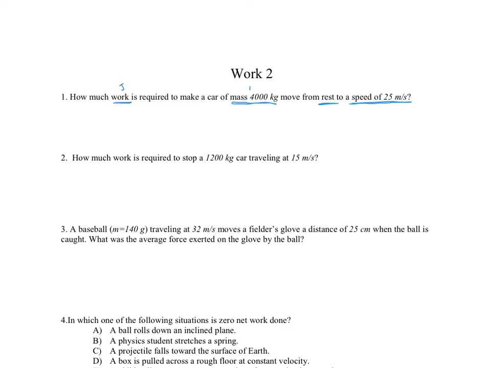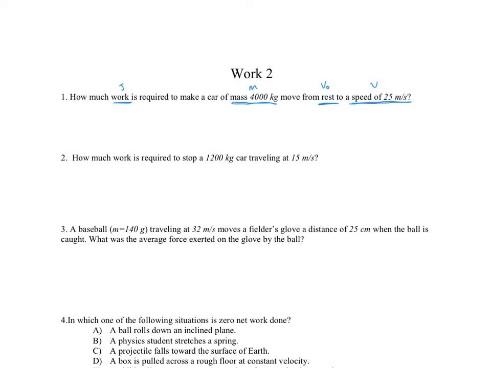And then this is our mass, which is m. And then rest is our v naught. And then speed of 25 meters per second is our v final. So we know that the car is moving, so from this, we can assume that the car has kinetic energy. Since we know that the car has kinetic energy, we can use the kinetic energy formula.